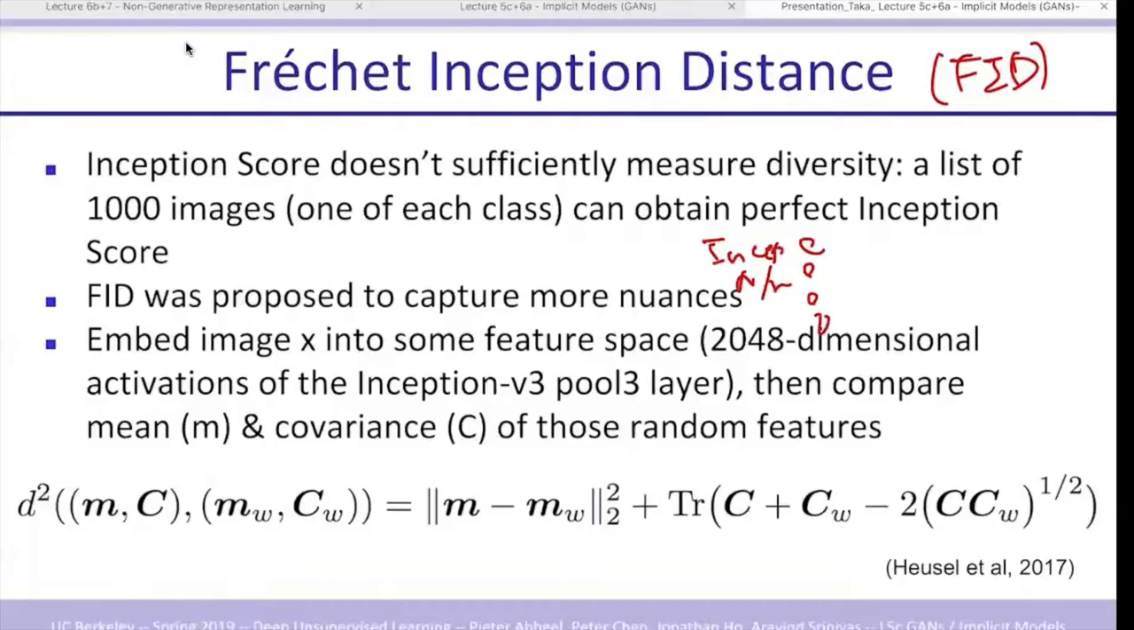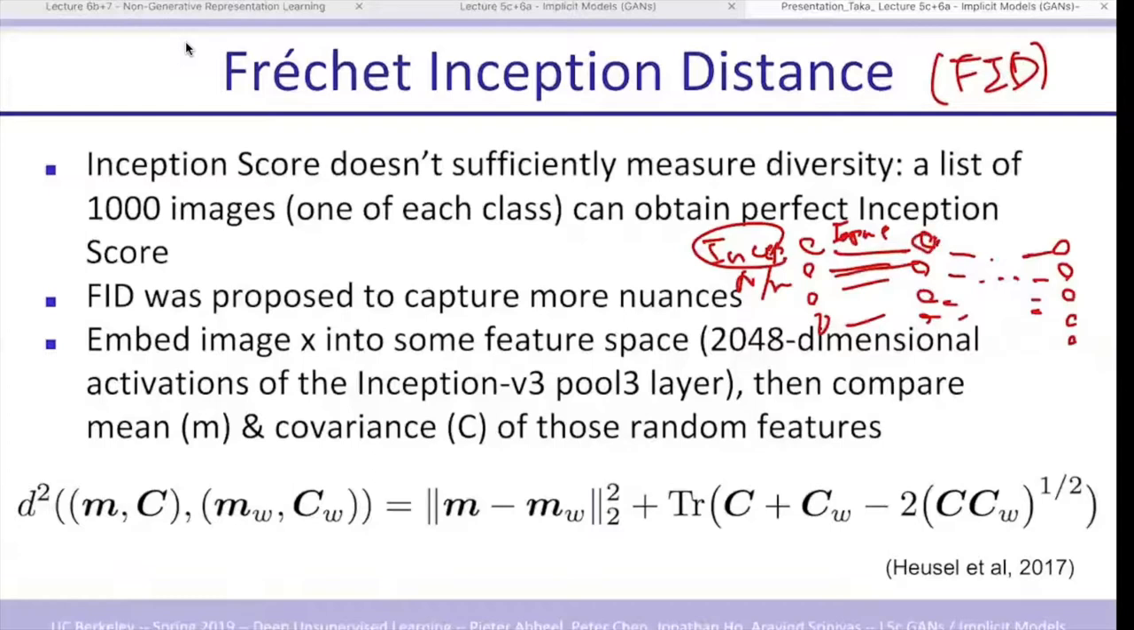There are many deep layers. This is the input of the neural network, so we input a pixel image. Then we compute the value in each middle layer and propagate the accumulated result to the later layers. We use a specific layer, the Inception V3 network's pool 3 layer, which is this one.